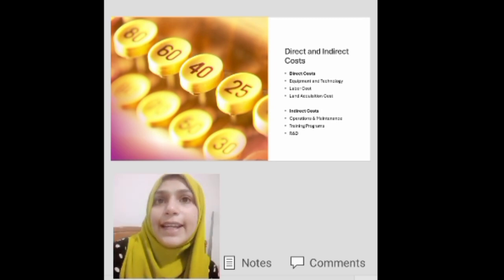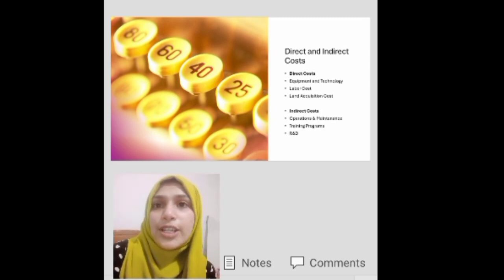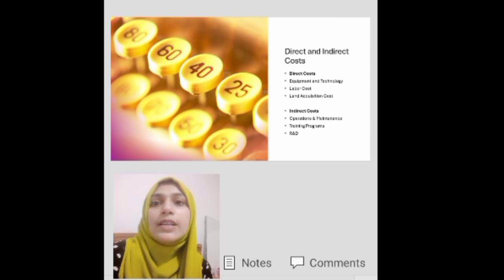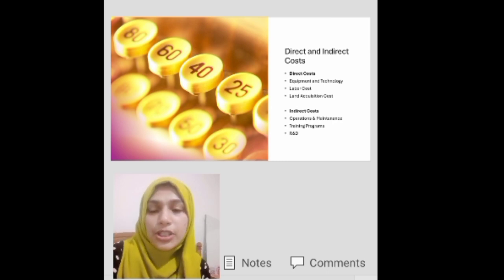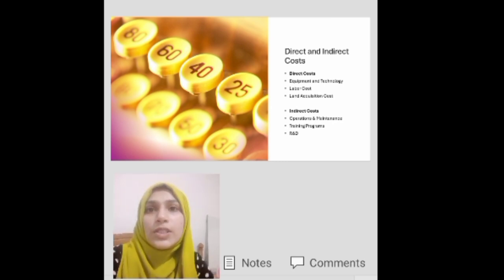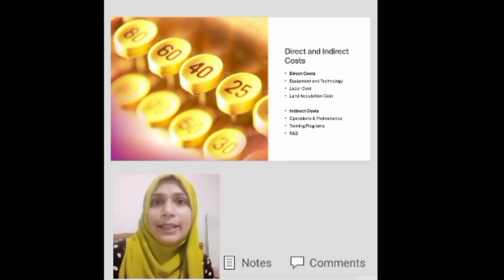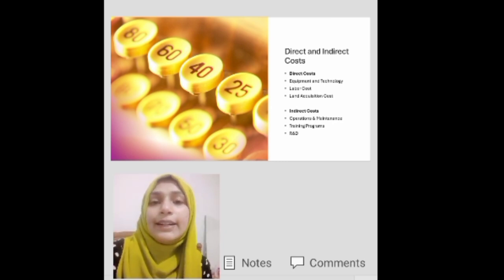Next one is the direct and indirect cost. Project costs are categorized into direct and indirect cost. Direct cost include equipment and technology, which cost £50,000, labor cost, and land acquisition, and the indirect cost is the operation and maintenance, training program, research and development. Understanding this cost is essential for accurate budgeting and financial planning.